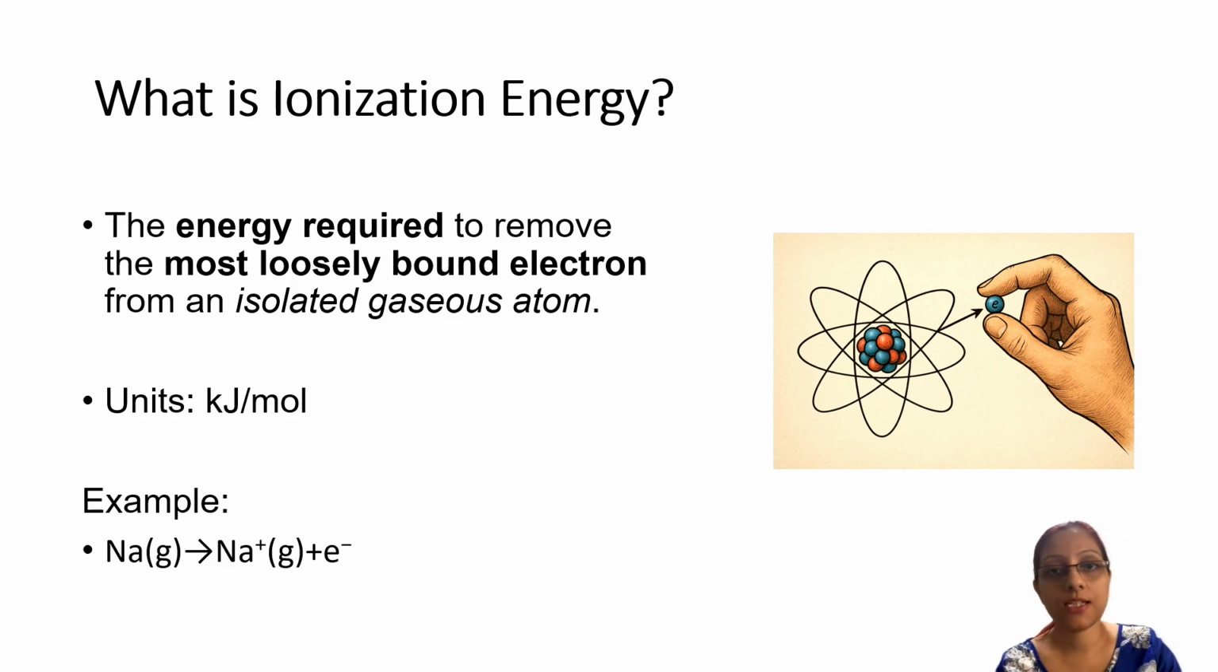Now the question may arise here: why do we use gaseous atoms to calculate ionization energy, why not solids or liquids? In solids and liquids, atoms or molecules are very closely held together. They experience different kinds of intermolecular forces like metallic bonds or van der Waals forces, which affect the energy of the electrons. So if we try to remove an electron from a solid or liquid atom, the measured energy would not represent only the atom's own attraction for the electron. It would include external effects too. Hence we take gaseous atoms, where atoms are far apart and essentially independent of each other.